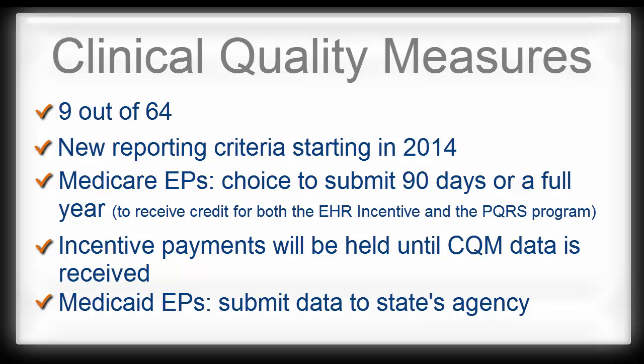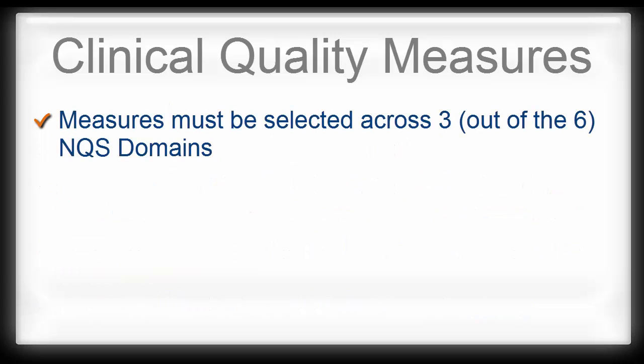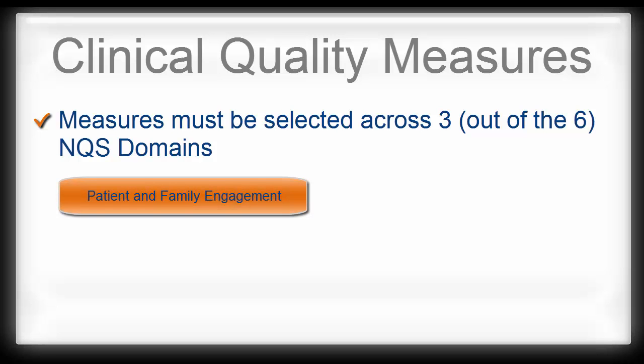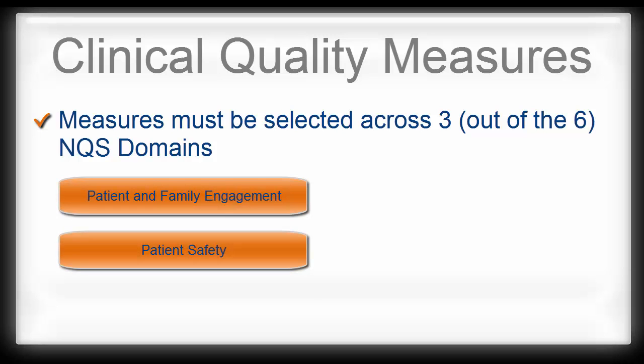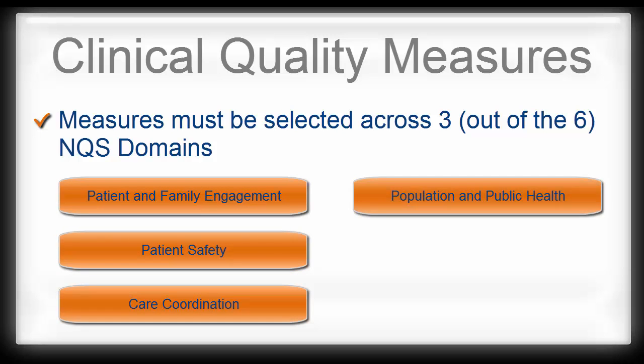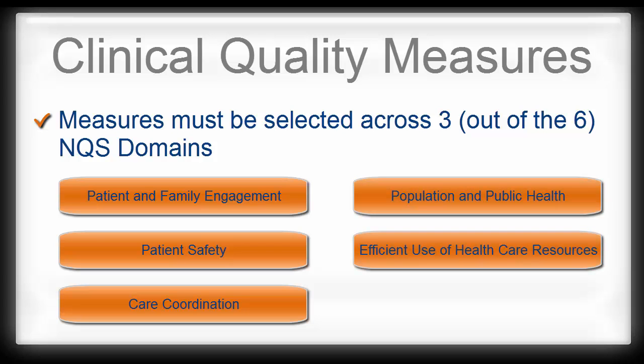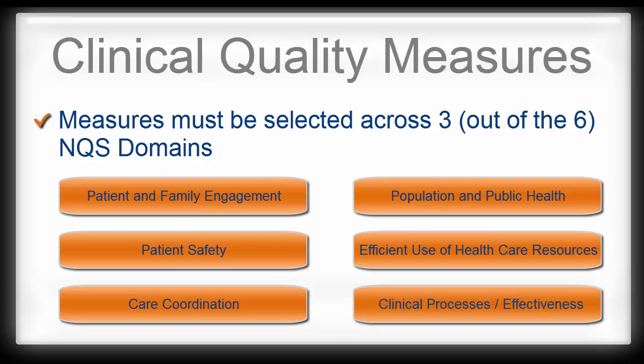Another new requirement for CQM data is that the measures selected must cover at least 3 of the 6 available NQS, or National Quality Strategy, domains. These domains represent the Department of Health and Human Services priorities for healthcare quality improvement. The domains include patient and family engagement, patient safety, care coordination, population and public health, efficient use of healthcare resources, and finally, clinical processes/effectiveness. When you view the list of CQMs, there will be a designation as to which domain the measure is associated with.